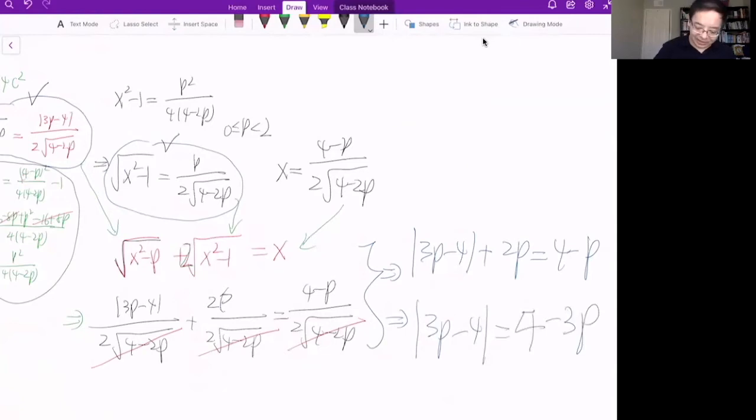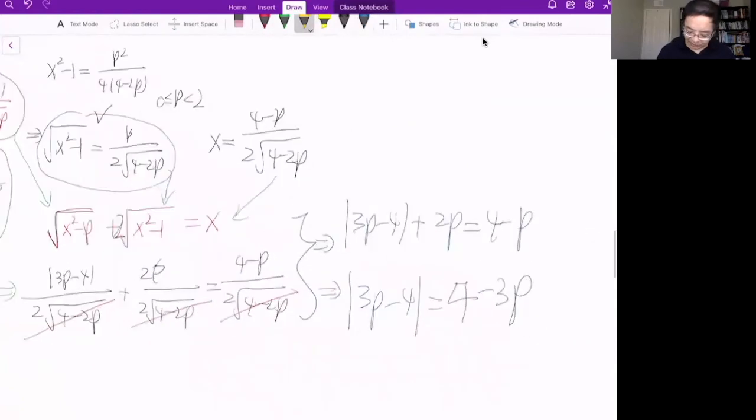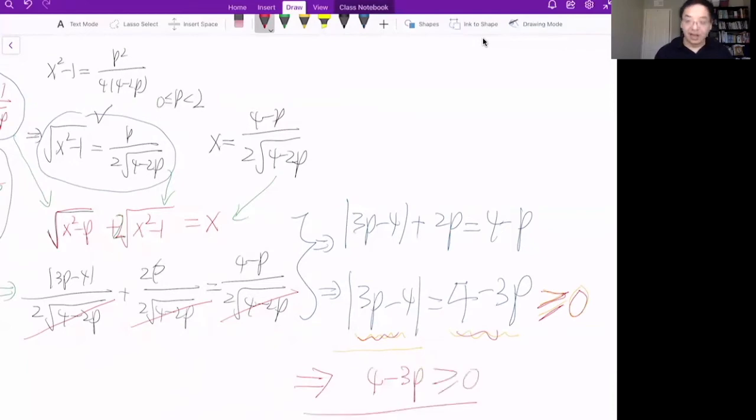Okay, now you see, in order for this to be true, because this is the absolute value of 3p minus 4 and this is 4 minus 3p, this one has to be non-negative, bigger or equal to 0. All right, so they're just opposite to each other. So from here, what do I need to do? I just need 4 minus 3p to be non-negative. And this tells me that p should be less or equal to 4 over 3.